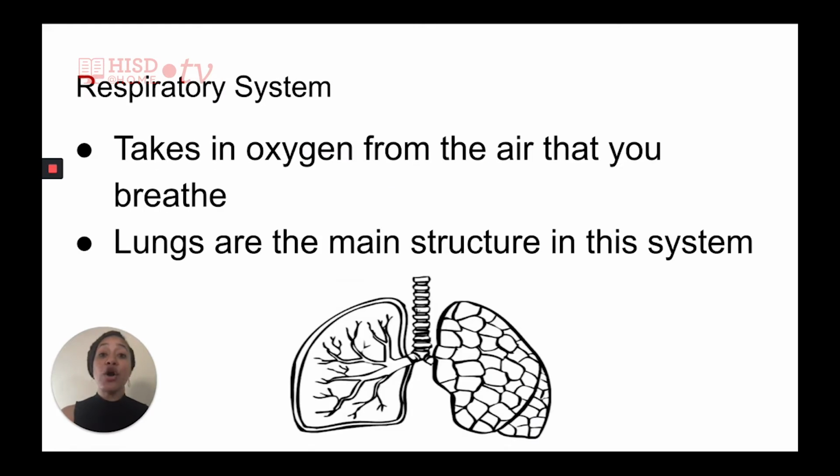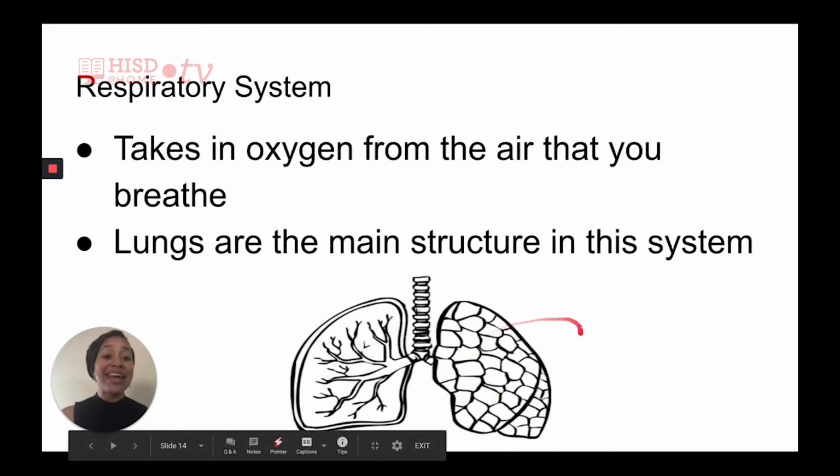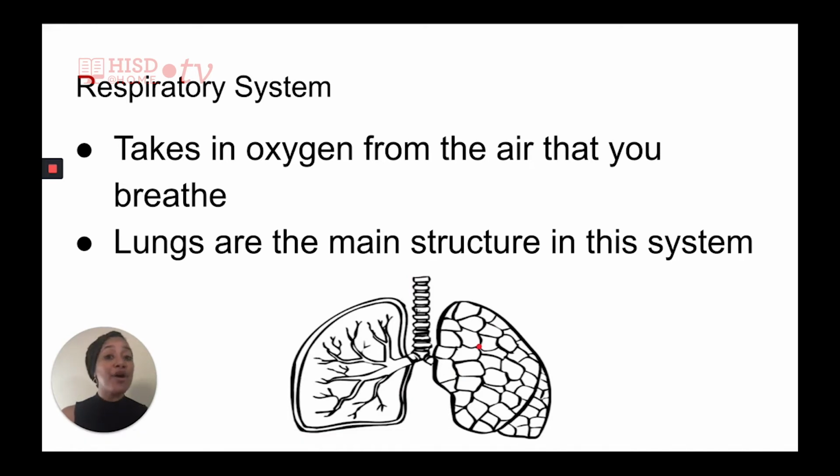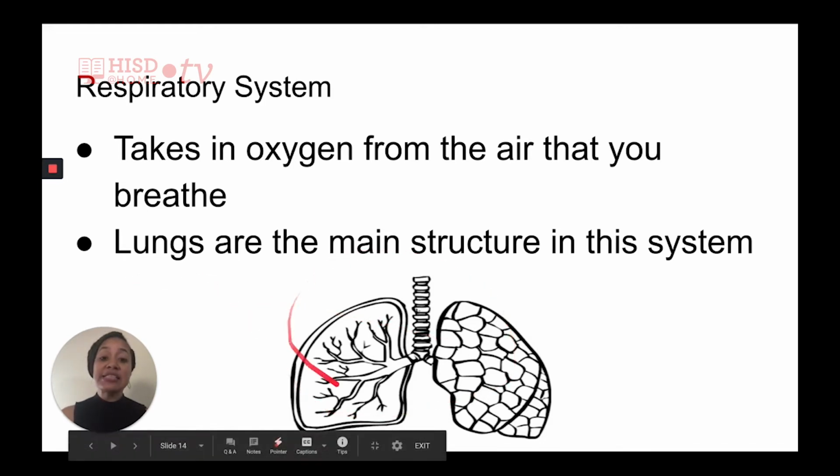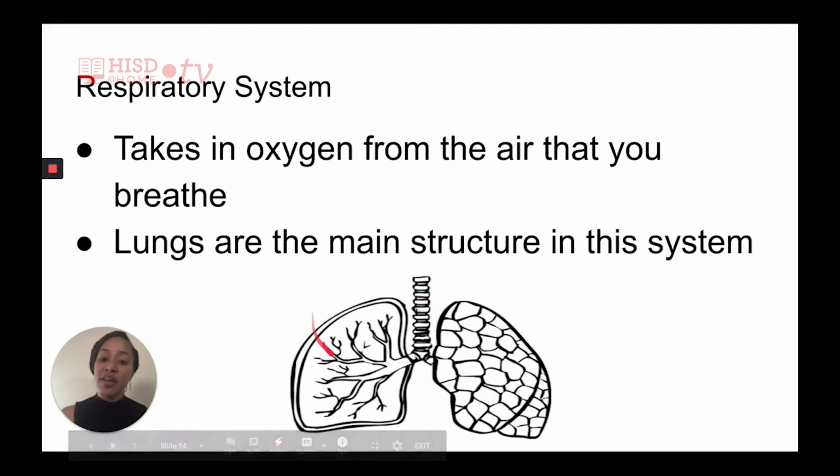So let's move on to the respiratory system. So the respiratory system takes in oxygen from the air that you breathe. The lungs are the main structure in this system. So whenever you're trying to remember the function of the respiratory system, just think of breathing. Again, the main organ within the respiratory system, they are the lungs. And this is a picture of our lungs.